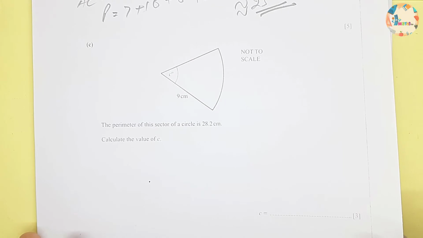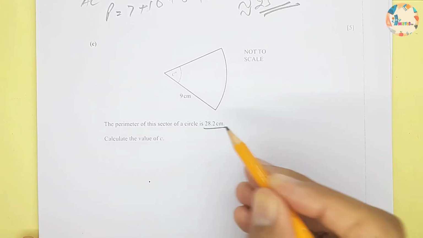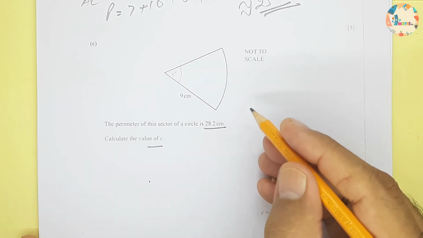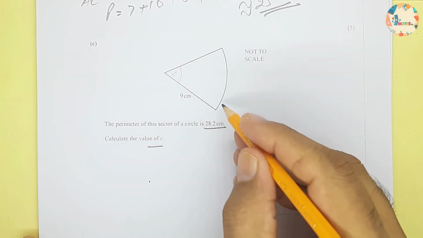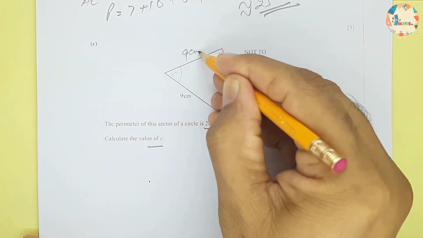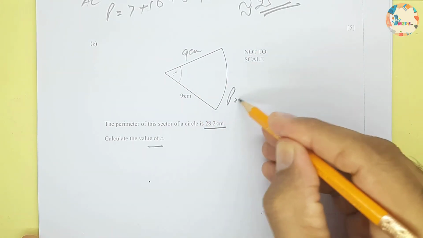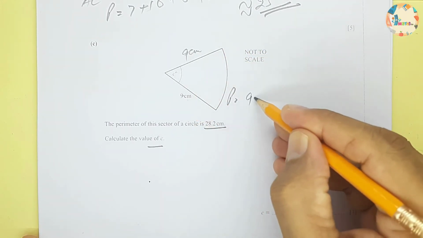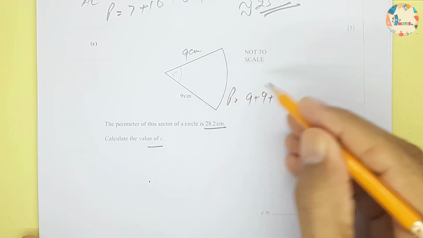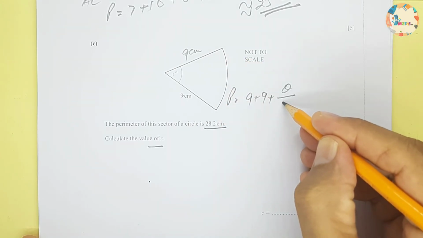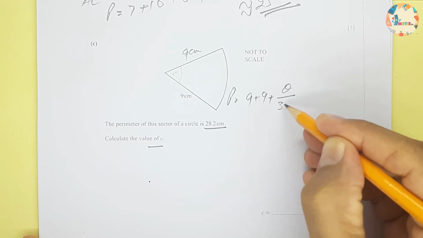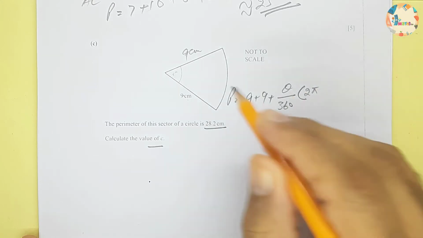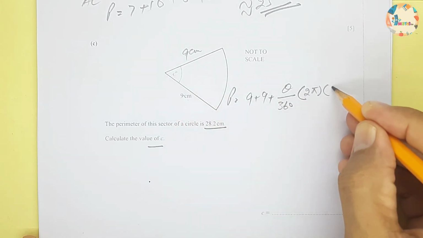Part C, a sector is provided, the perimeter of this sector is given as 28.2. Calculate the value of the angle. We know that perimeter is what? This side is 9, so this side will also be 9. So perimeter is equal to 9 plus 9 plus this length, and the length of the arc is theta over 360 into 2 pi r. So 2 pi and the radius is 9, so 2 pi r, which is this one.